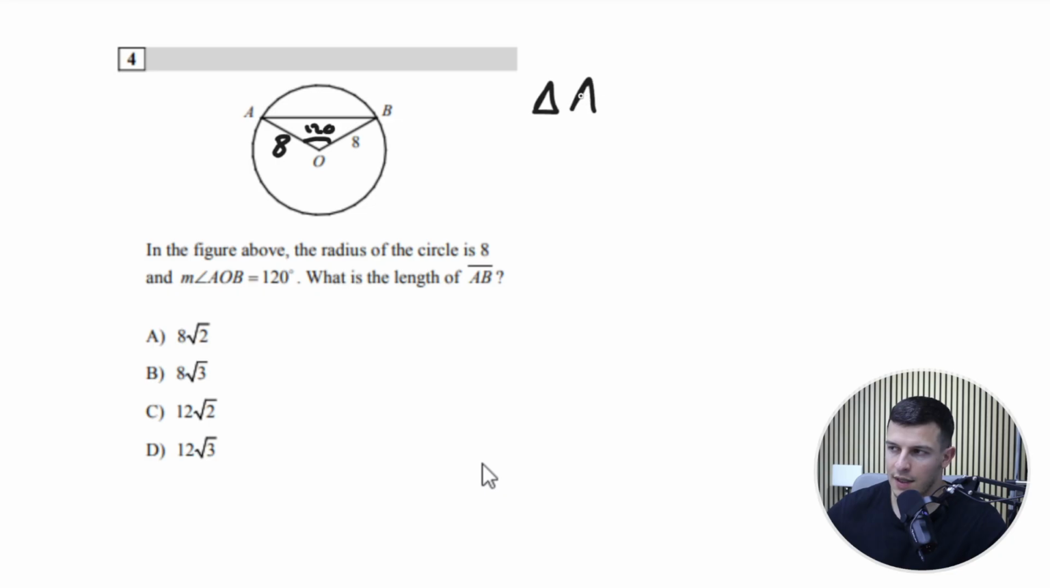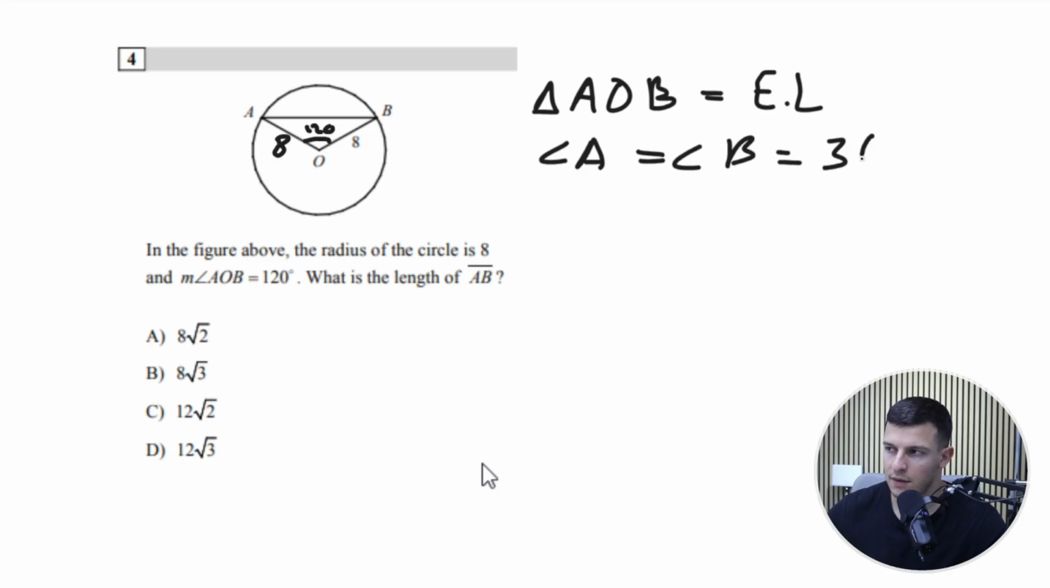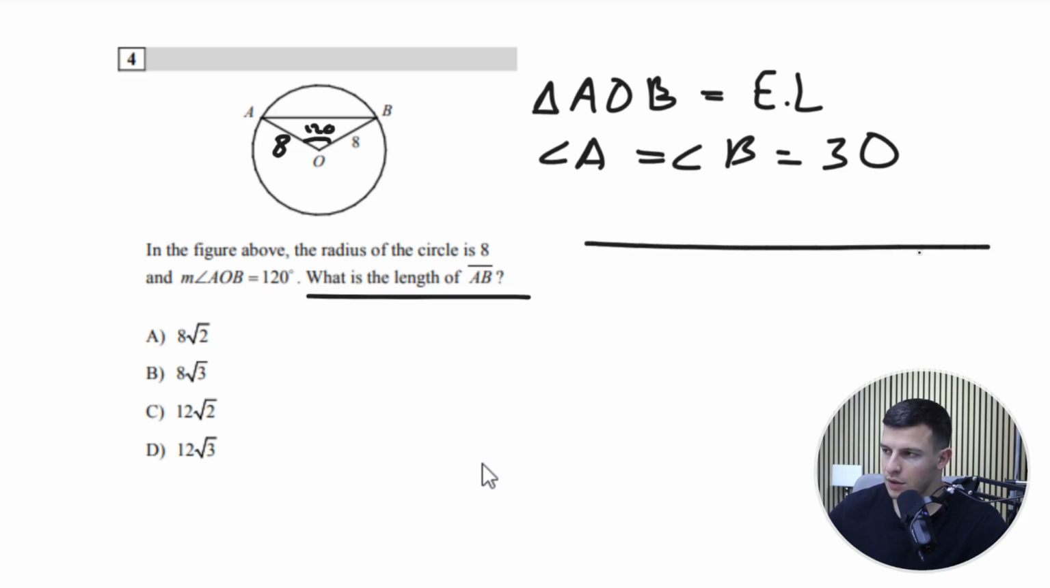So triangle AOB is isosceles, which means angle A should be equal to angle B. And if this is 120, the rest is going to be 60 divided by 2. So 30 for each. What is the length of AB? Now, to find the length of AB, I can use multiple things, but the simplest one, and the one that we actually know, is going to approach it like this.